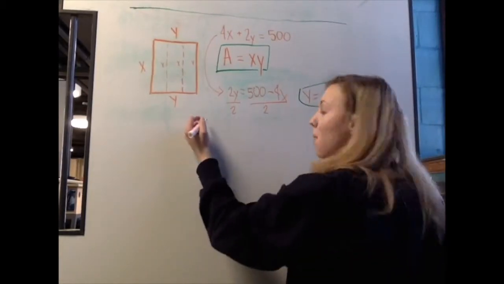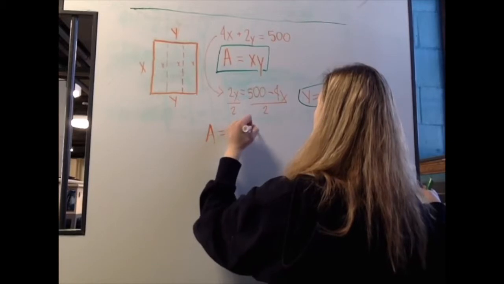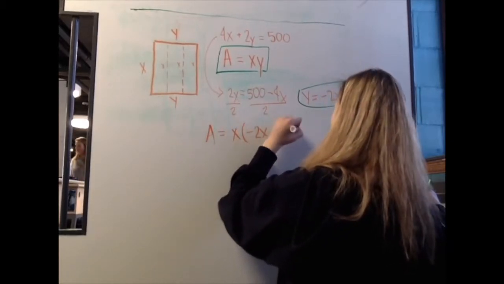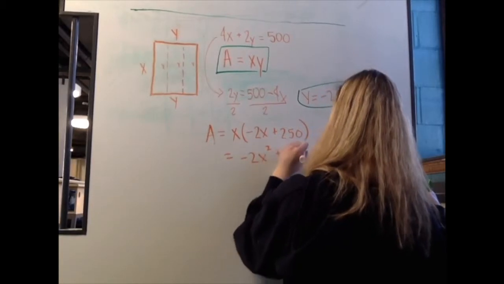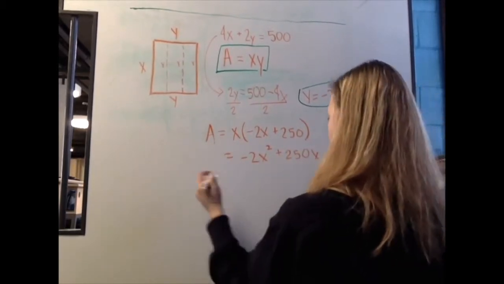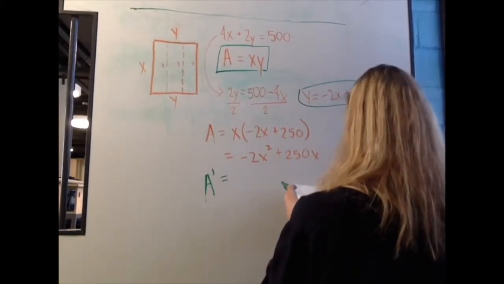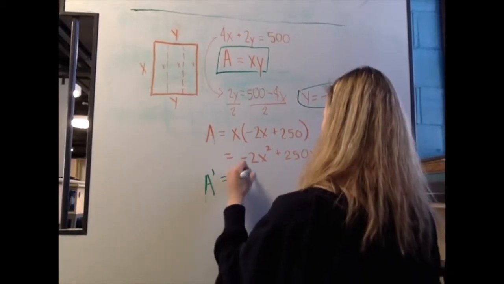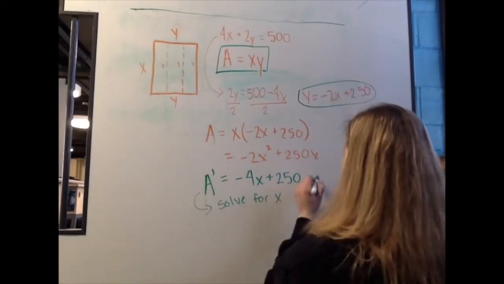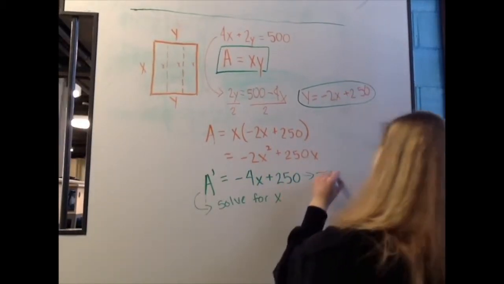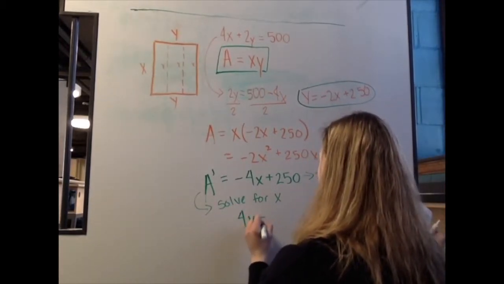After substituting that y value into the area equation, you come up with negative 2x squared plus 250x for the new area equation. And after that, you find the derivative, which is negative 4x plus 250. Then you solve for the critical points by making the equation equal to 0.